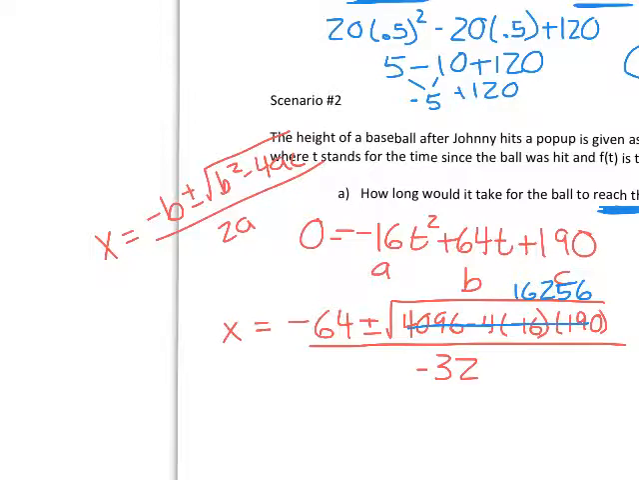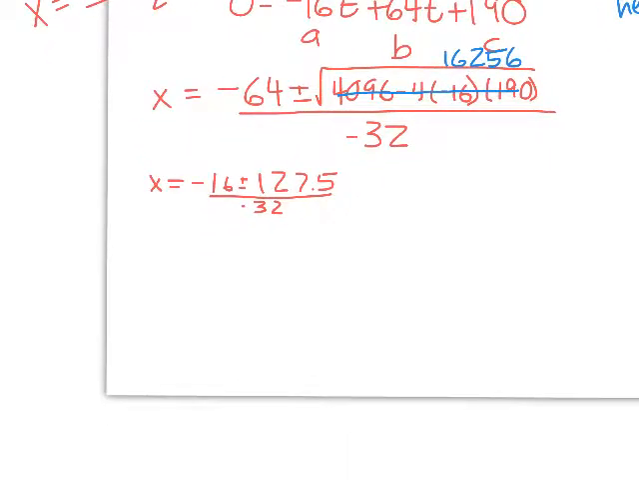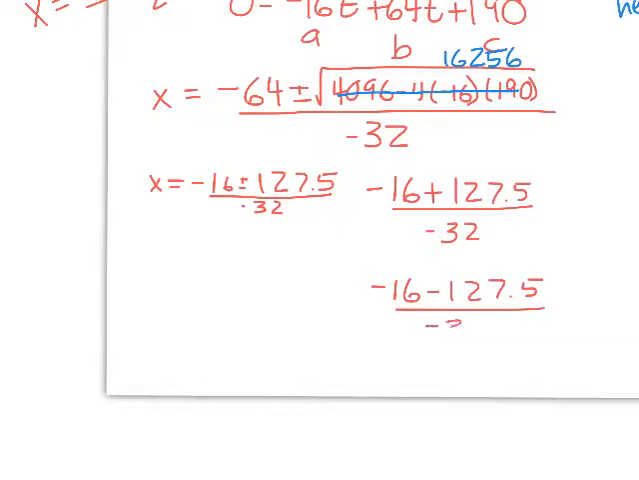Okay, so now I have x equals negative 64 plus or minus. We figured out that square root is 127.5 when we approximate, there over negative 32. Okay, so now that I've simplified my radical, now I can go ahead and break into my two different problems. One with the plus, one with the minus. Remember, that's what this plus or minus means in there. So I have negative 64 plus the 127.5 over negative 32. And I have the minus. So negative 64 minus 127.5 over negative 32.